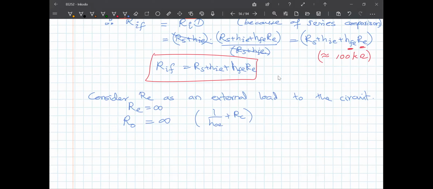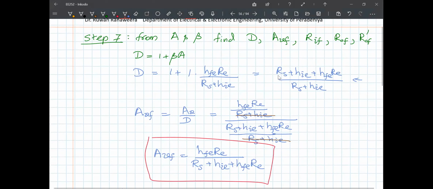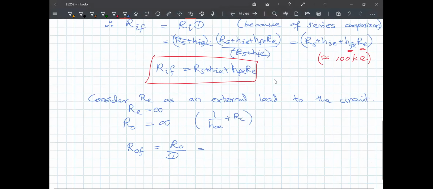Now, what is the ROF? RO with feedback should be R out divided by D. Now, the thing here is, it looks like it is infinity, right? But this is not the case because D also has RE. If you look, D also has RE here. So therefore, that has to be infinity also, right? If you are removing it, it has to be removed from there as well.